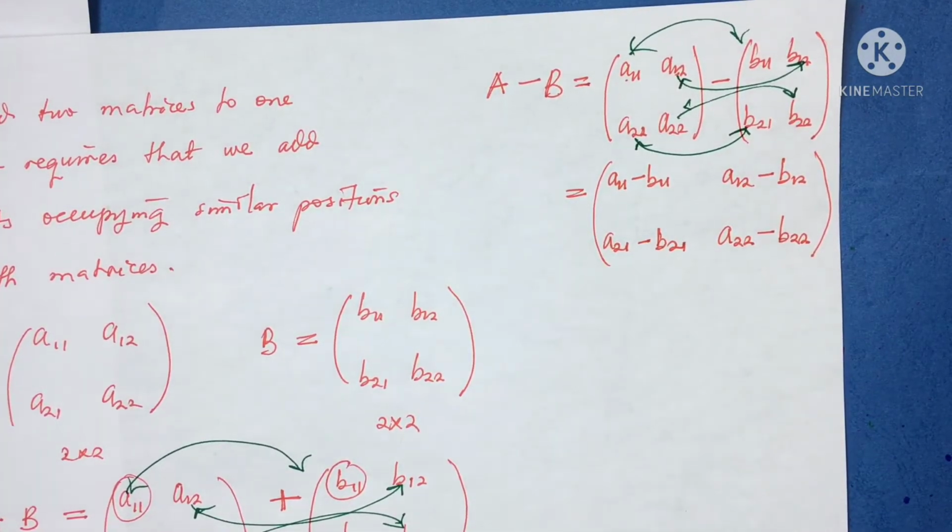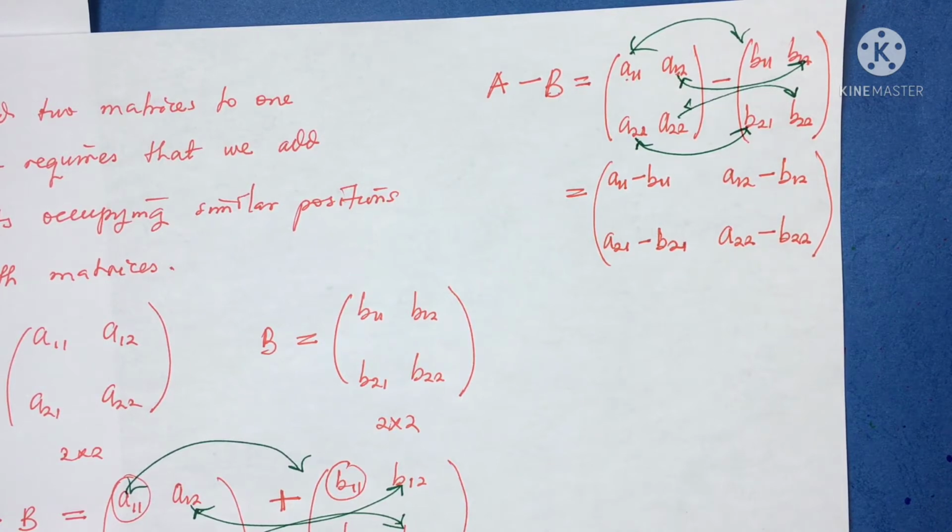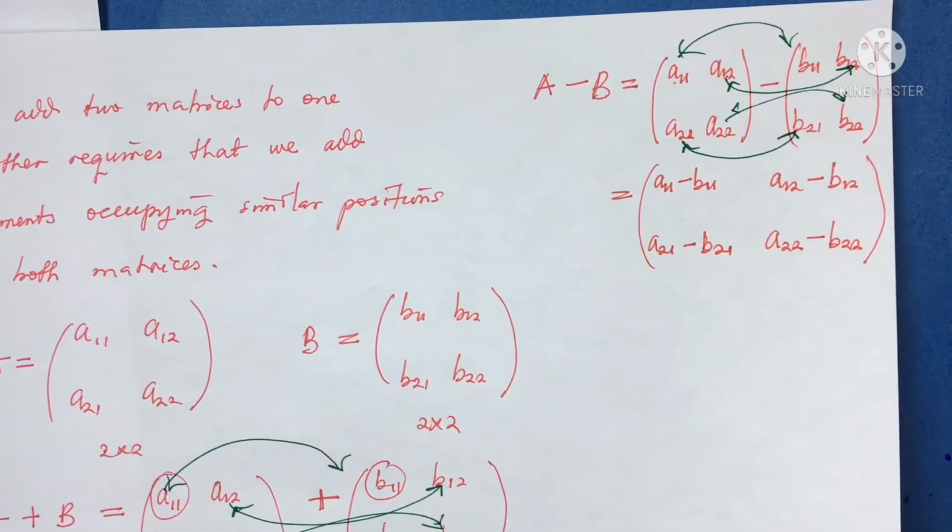Okay? So adding or subtracting matrices simply requires you to add elements occupying the same position to one another, or subtract elements occupying the same positions from one another. Okay? So let's take a very concrete example. Let's take a quick example on how to do that.